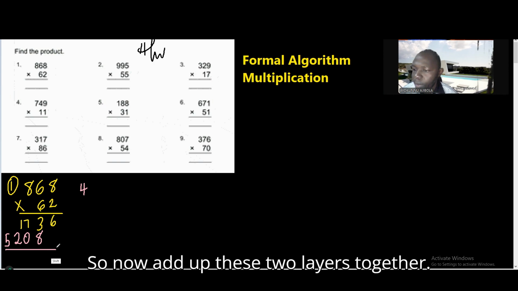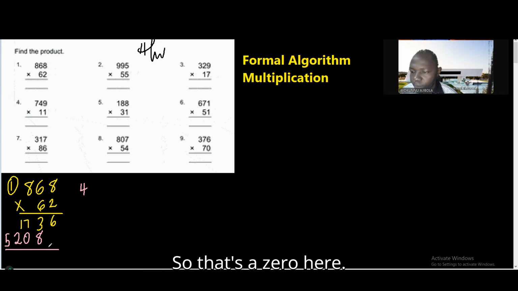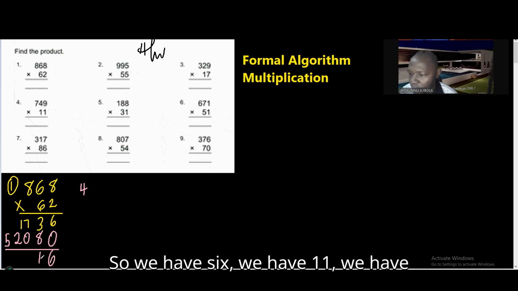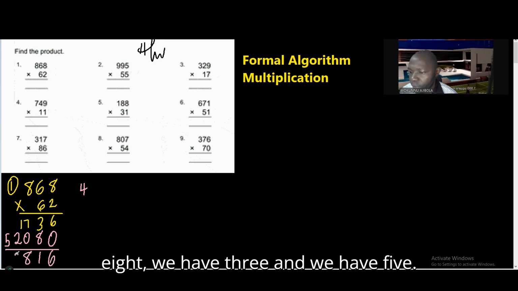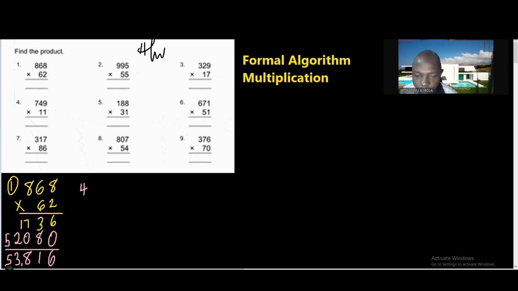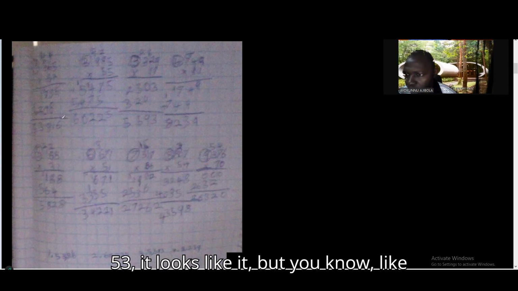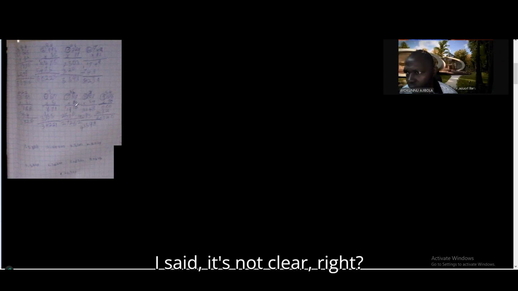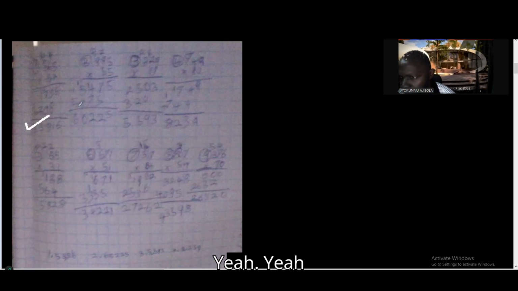So we now add up these two layers together. So that's a 0 here. So we have 6, we have 11, we have 8, we have 3, and we have 5. That's 53,816. So if I check your work, it looks like it, but like I said, it's not clear, right?